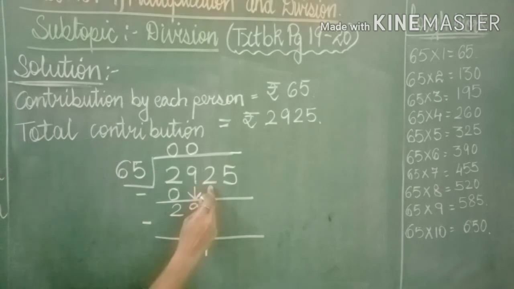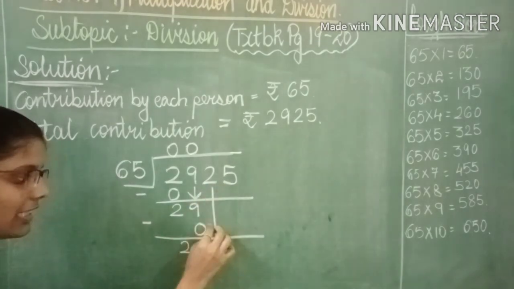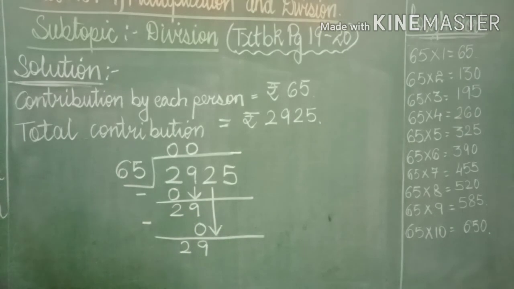Now we have to take the next number, that is 2. We draw a line, or we can make an arrow, and write the next number, that is 2. So what is the answer? It is 292. Now in the table we have to look for a number less than 292, either matching or less. So which number is less? As you can see in the 65 table, 65 fours is 260 and 65 fives is 325. 325 is a bigger number, but 260 is a smaller number.